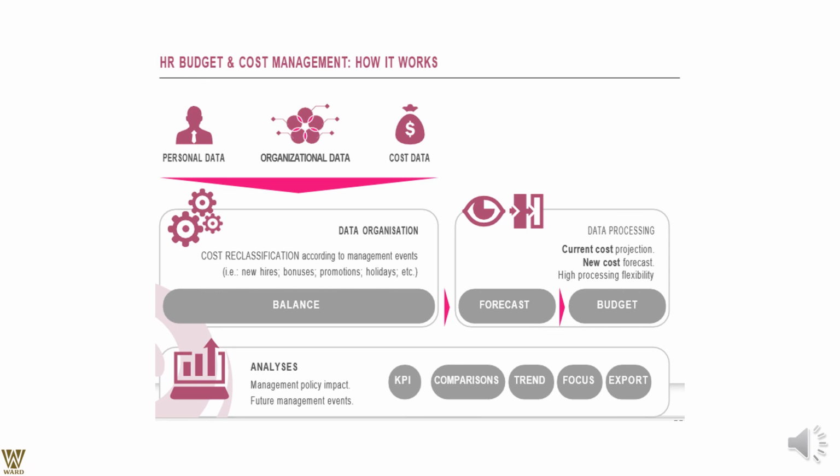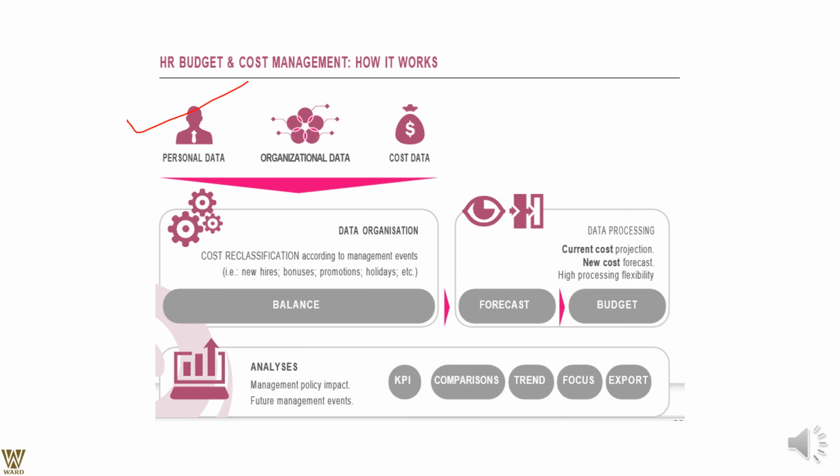Absolutely, we have come to the fag end. Probably three or four more slides are there. So budget cost methodology, how does it work? It is all about personal data, cost data and organization. How do you go around it? Data organization is to balance between this quarter, next quarter, same quarter previous year, same quarter next year. So we need to balance so that there are new hires, bonuses and so on and so forth.